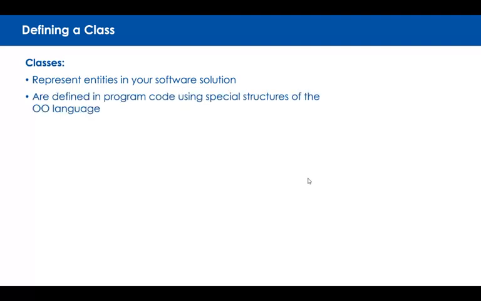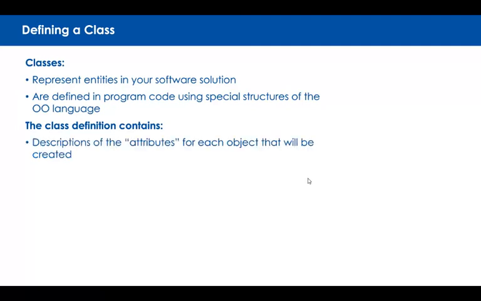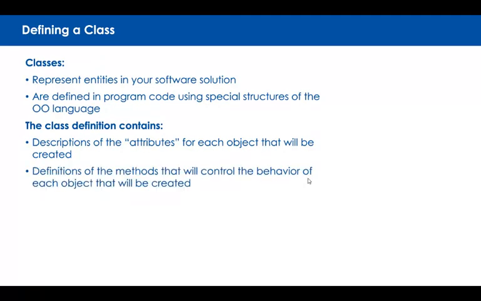But the characteristics are going to be defined in a language-specific manner, although regardless of language, we can generally identify some common characteristics, which would include descriptions of the data or attributes that each object will have, definitions of the methods that will be common to all instances of that type of that class. Now, there are more advanced things, but these are common and sufficient for our introduction to object-oriented programming.